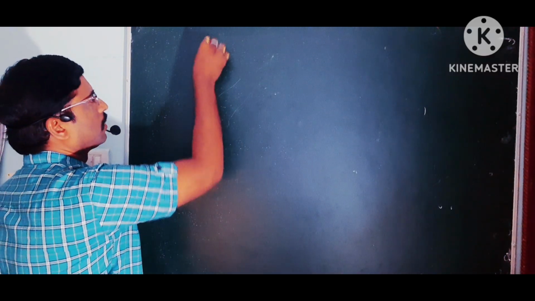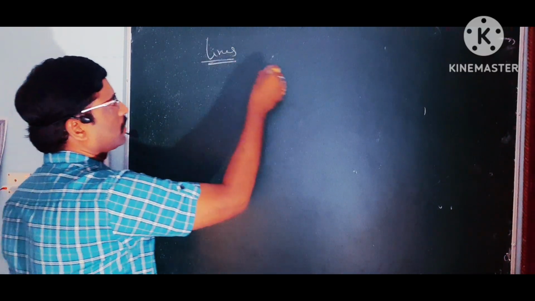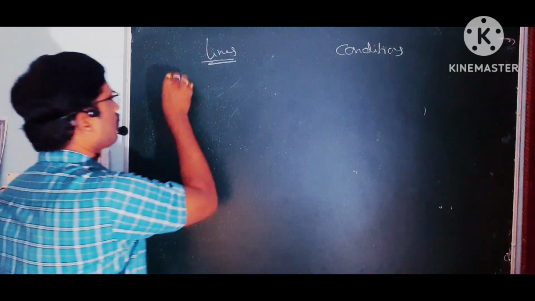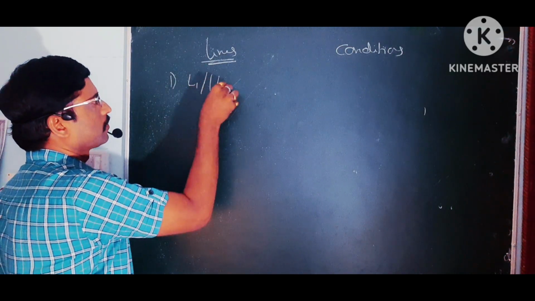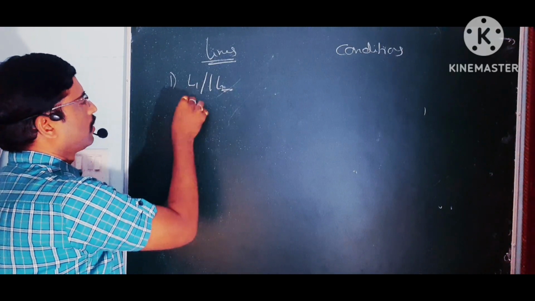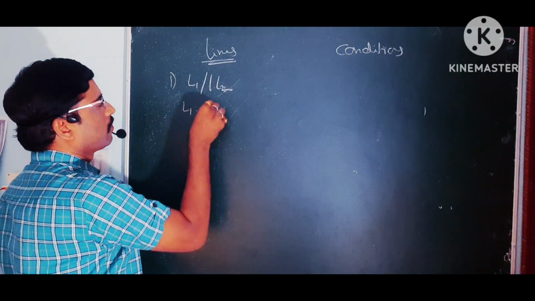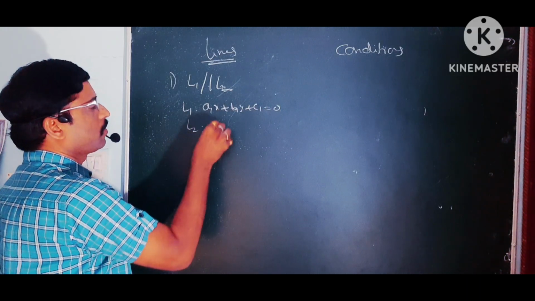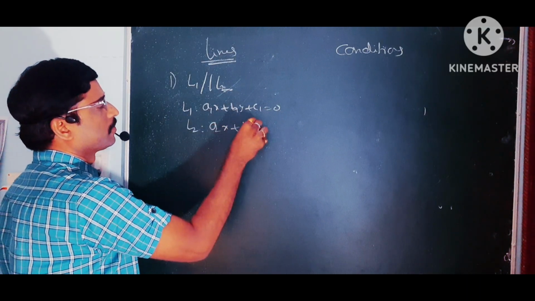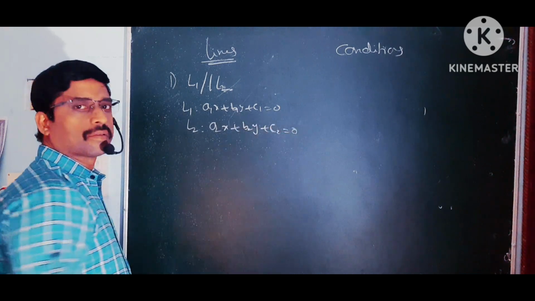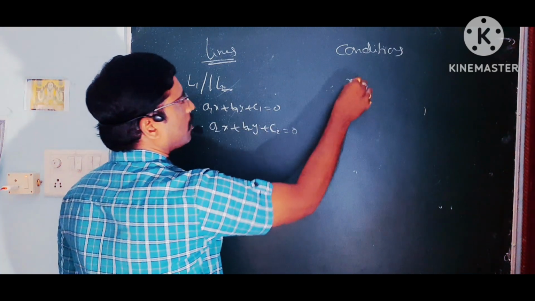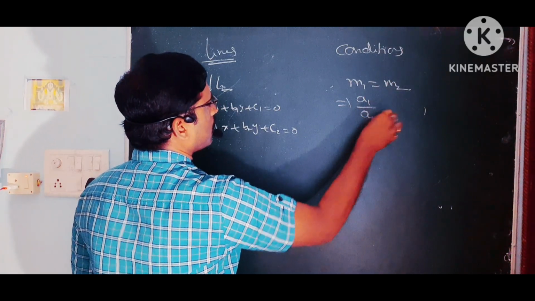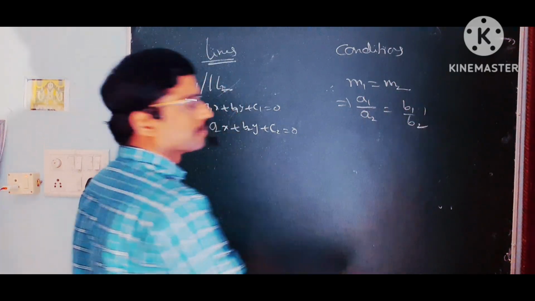Here, now I am explaining some conditions. Suppose these two lines are parallel. So one line is A1x plus B1y plus C1. Second line is A2x plus B2y plus C2. If these two lines are parallel, slopes are equal. M1 is equal to M2. Remember, A1 by A2 is equal to B1 by B2.